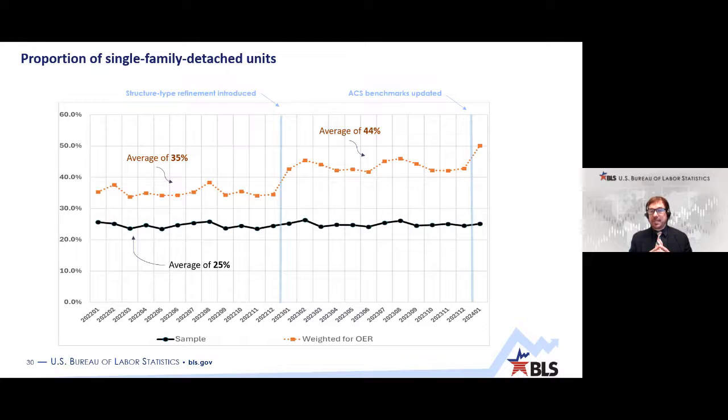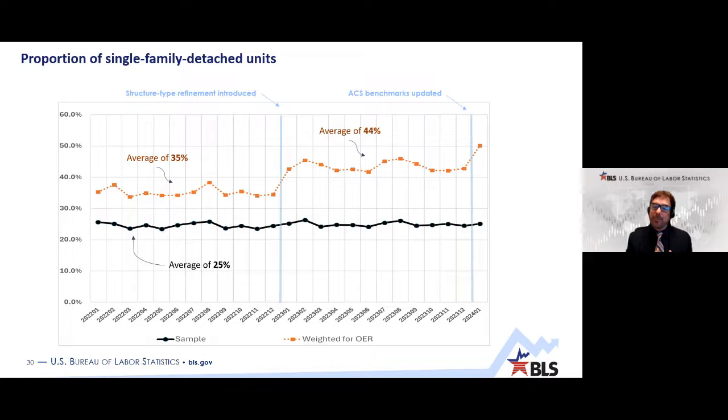Once we implemented the improvement, which was to ratio calibrate our single-family detached units to these ACS controls, it did end up boosting the weight of single-family detached units on average by almost 10%. So in 2023, the average weight of single-family detached units in our sample was 44%. Now you might be asking, isn't that a little bit low? The ACS data suggests it should be 75 or 80%. Even the CE data shows over 80% of owners are in single-family detached units. I showed that previously.